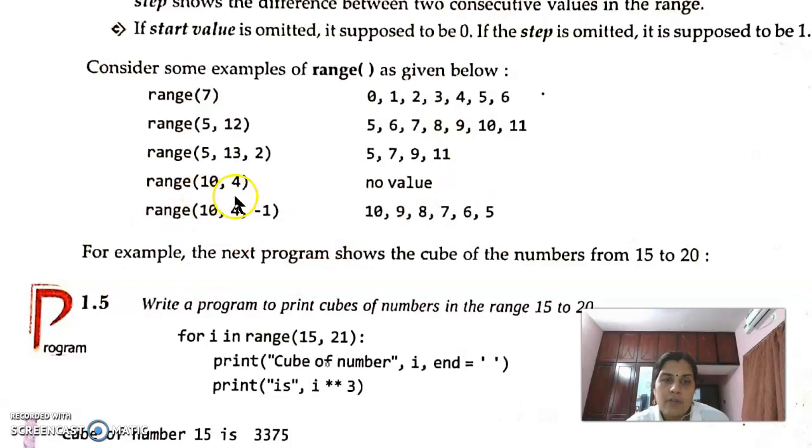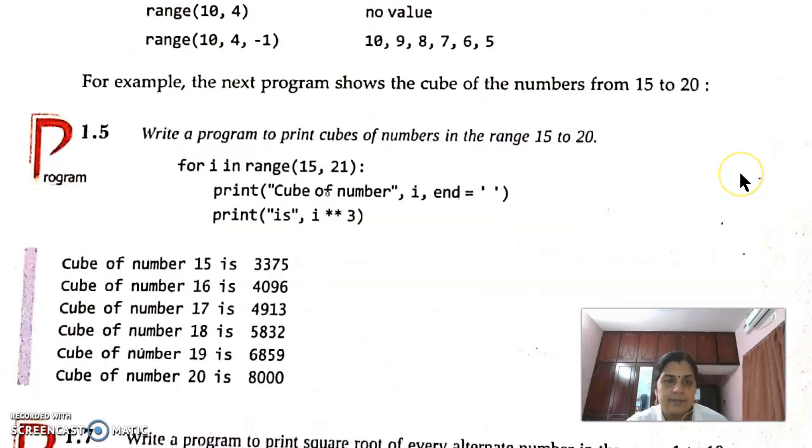Range of 10 comma 4 gives no value because from 10 to 4 is not possible. So we write 10 comma 4 comma minus 1, because 10 plus minus 1 will give 9, and 9 plus minus 1 will be 8. The minus 1 is the step size here.